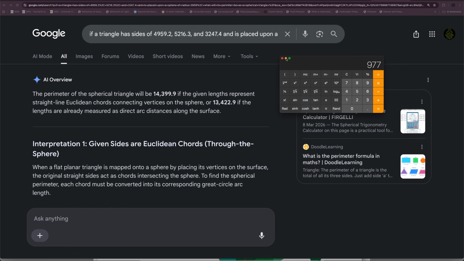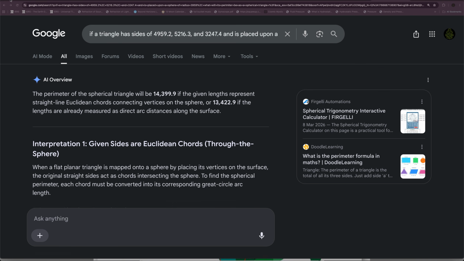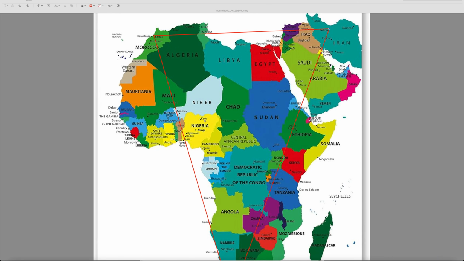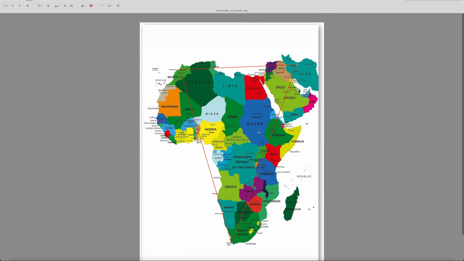So what that means is, to place this map of Africa and the Middle East back onto a globe, you would have to add 977 miles to its perimeter. Now, how are you going to do that and deal with the extra area? Now I'm going to show you the area problem.